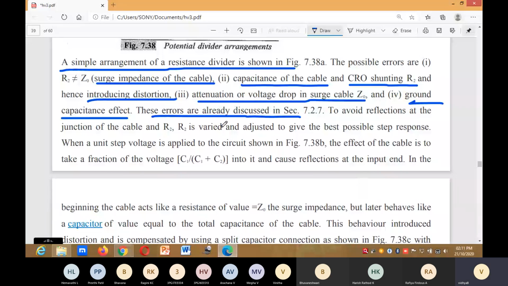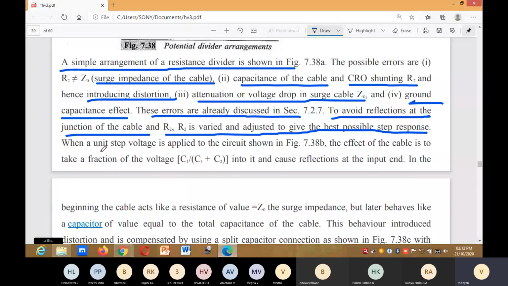To avoid reflection at the junction of the cable, R2 is varied and adjusted to give the best possible step response.